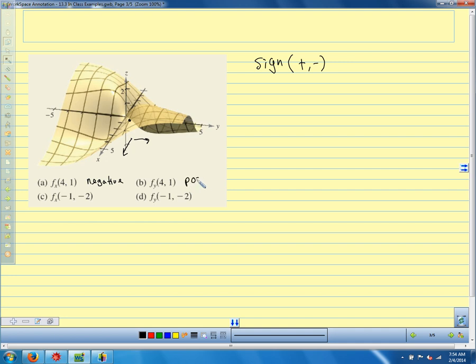So our partial derivative would be positive because as y is increasing in that direction, as we move in the y direction only, our function is increasing. We're going uphill.